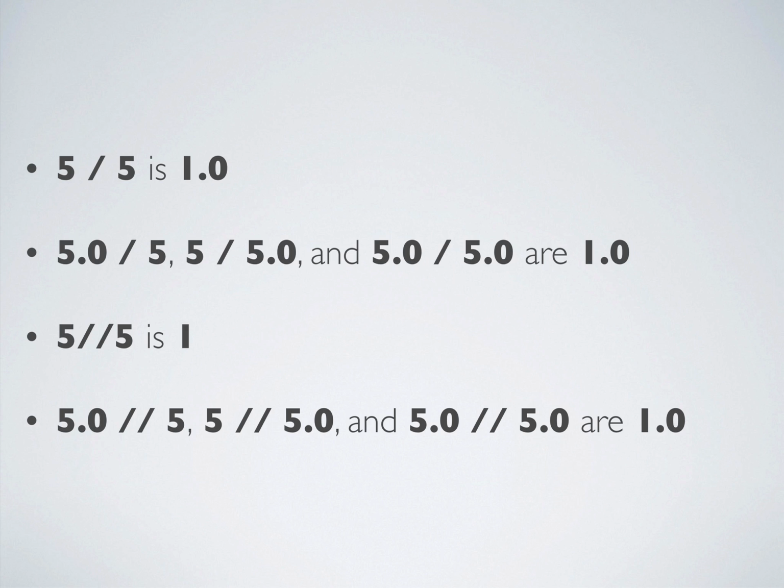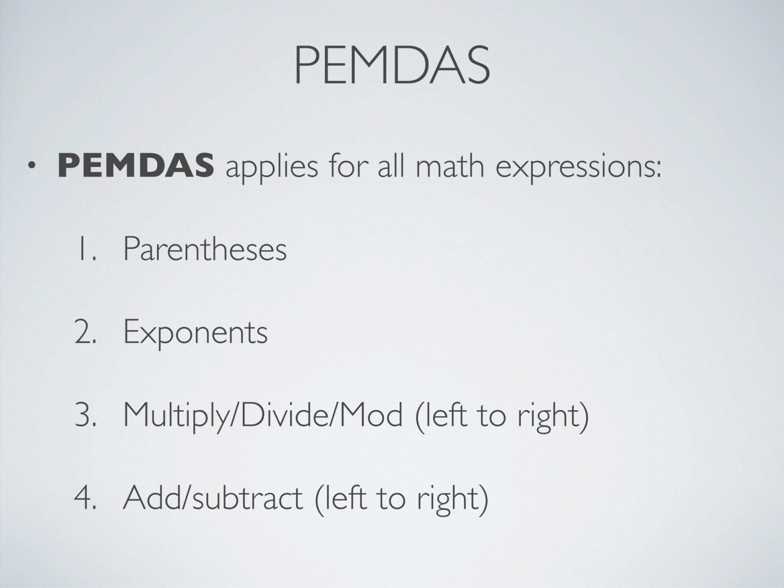Another thing to keep in mind is PEMDAS, or whatever order of operations mnemonic you might have learned. So PEMDAS does apply in Python, meaning you treat parentheses first, then you do exponents, then multiplication, division, and modulo. Those all have the same order of precedence, so for those three, just go left to right in order. And then the last order of precedence is addition and subtraction. Those are on the same level, so for those, just go left to right.